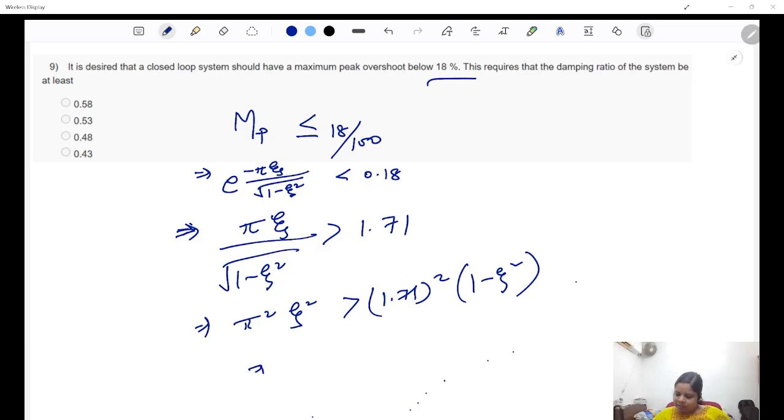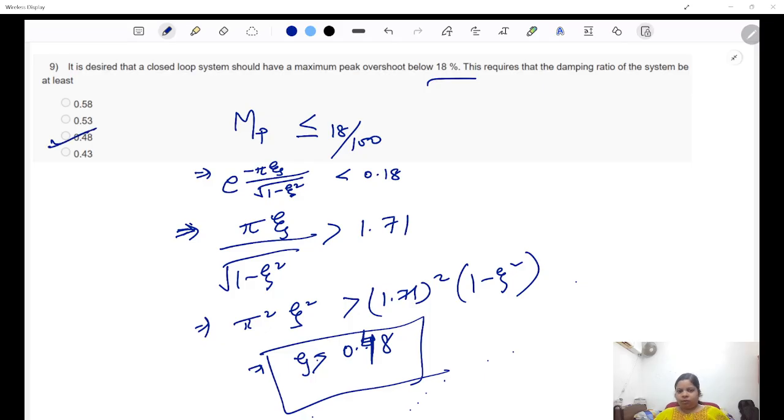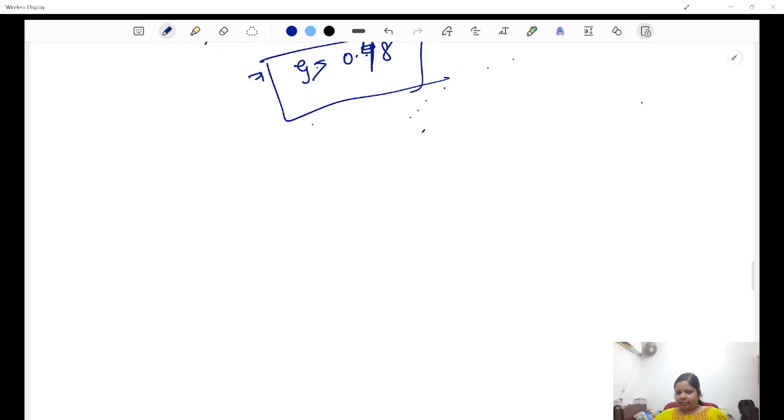From here you'll get zeta to be greater than minus 0.48. Okay, this is the correct answer. Clear? Let's move to the next question if there is no confusion.